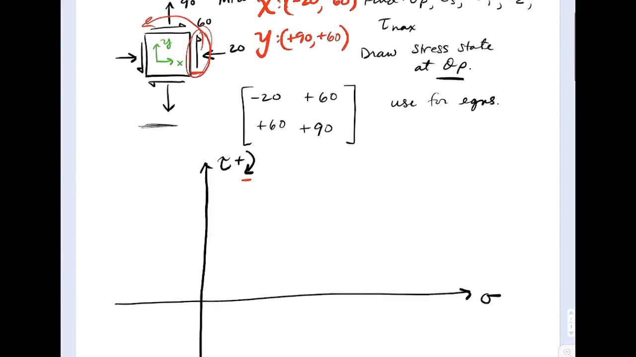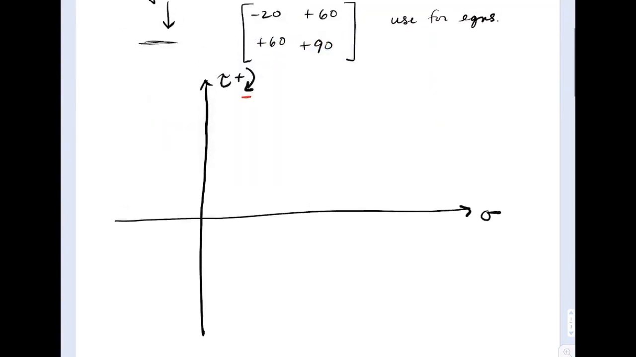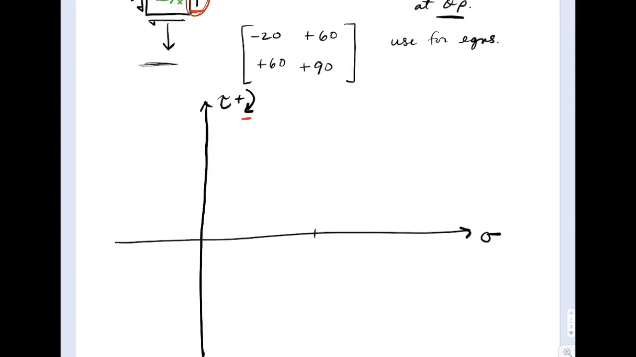So I'm just going to go ahead and get ourselves a little bit of scaling here. We'll call that 50, call that 100. Over there would be about minus 50. There would be a 50 and a minus 50.